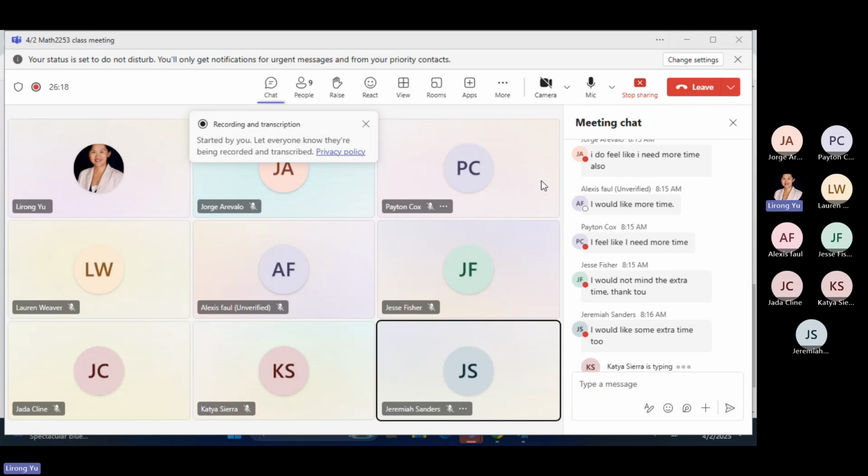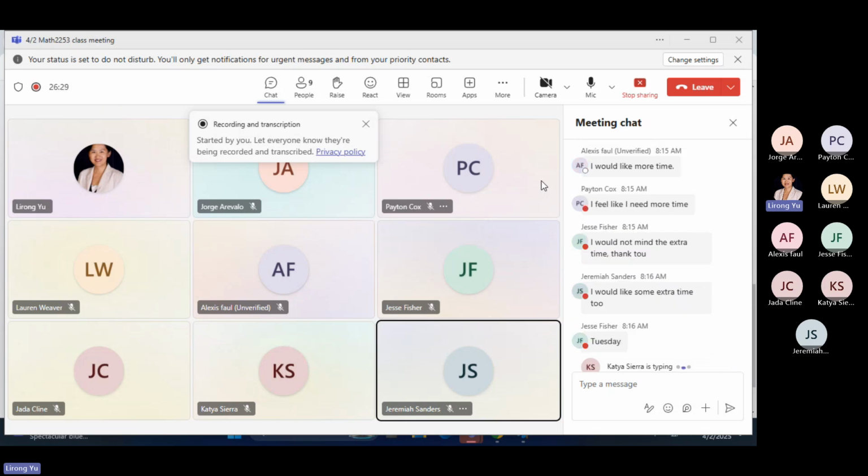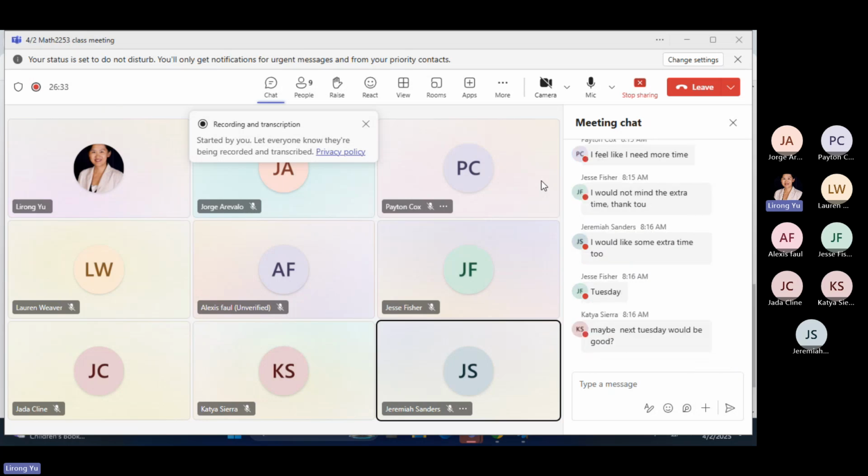Tuesday or Wednesday. Richard, what do you think? I'm good either of those days. Tuesday or Wednesday next week? Okay, so if we are moving the test to next week, we want to identify a possible time. Right, so now I have two students saying Tuesday and then in the classroom already.